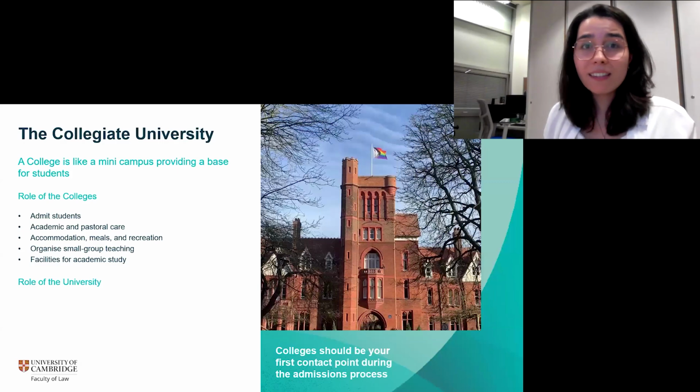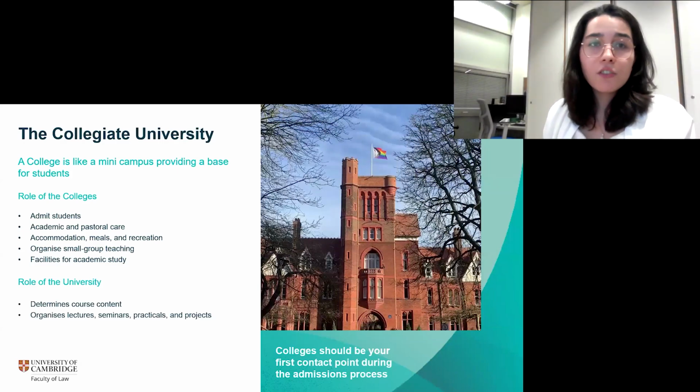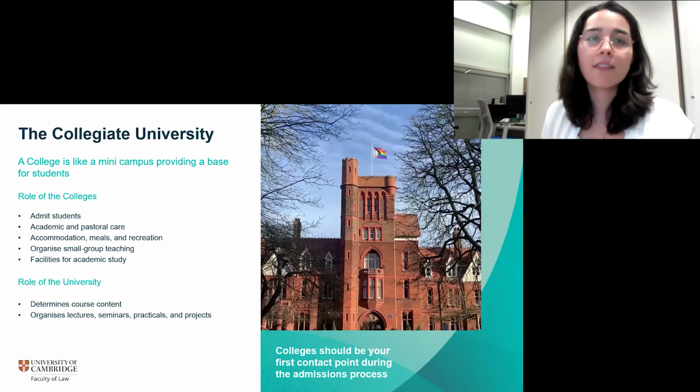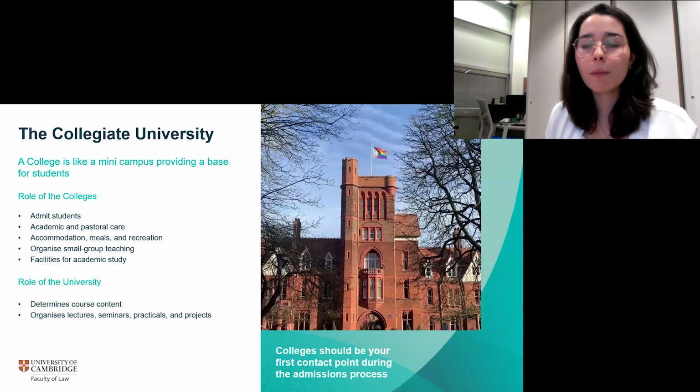But what is the role of the university? So the first thing to note is the university provides the course content. You are going to learn the exact same type of law and content of law whatever college you go to. There's a common misconception or myth that you learn a better type of law or you learn law differently depending on the college you go to. So people might ask, what is a good college for law? That's not applicable. The course content is set by the university.